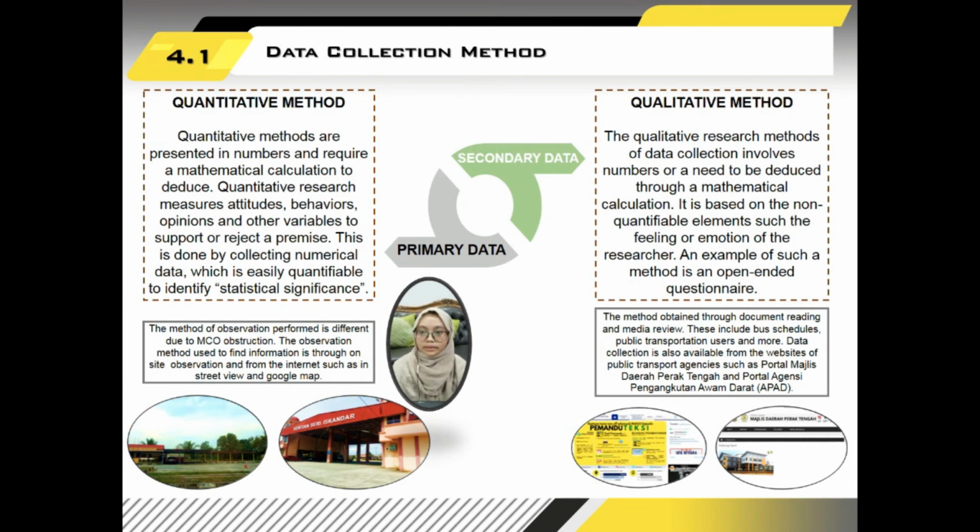4.1 Data collection method. First, there is primary data. In primary data, there is quantitative method. Quantitative methods are presented in numbers and require a mathematical calculation to deduce. Quantitative research measures attitudes, behaviors, opinions, and other variables to support or reject a premise. This is done by collecting numerical data, which is easily quantifiable to identify statistical significance.